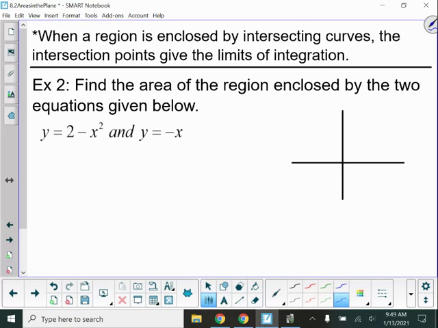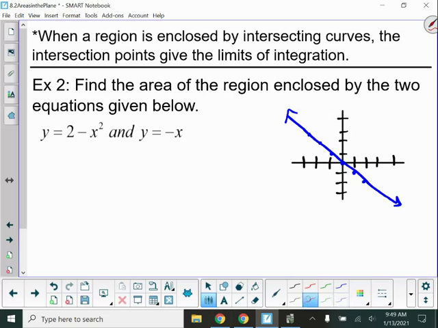So the y equals negative x is going to cross at 0, 0, negative 1, 1, 1, negative 1, because it's this line that's coming down through here.